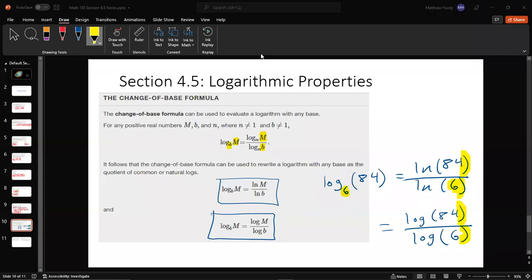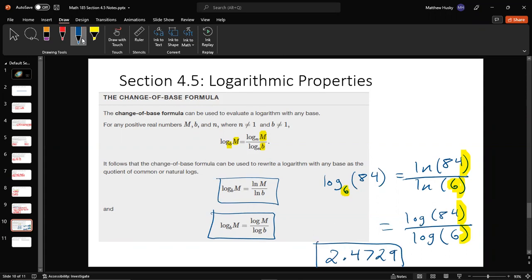So that is approximately 2.4729. So that is what that's equivalent to.